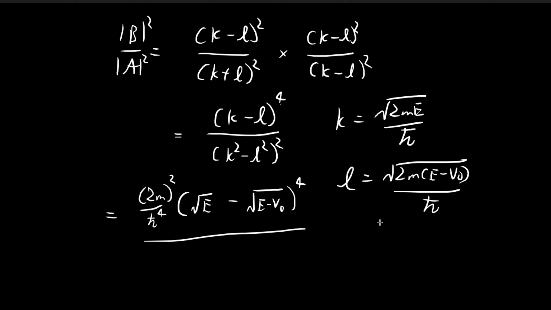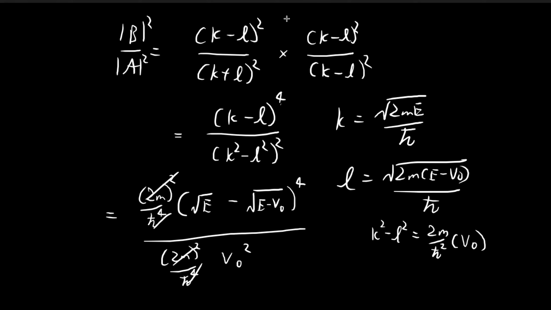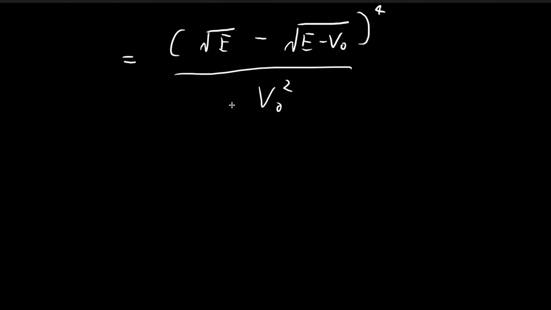By observing this term over here, you see that k squared minus l squared is equal to 2m divided by h bar squared, times E minus E plus V naught. So the E's cancel out, and in the end you get a V naught. So this is k squared minus l squared. In the end, we need to square this. So we get 2m squared divided by h bar to the power of 4, and then we get V naught squared. You can see that obviously these cancel out. So all you're left with is the bracket, square root of E minus square root of E minus V naught, to the power of 4, divided by V naught squared. So this would be your reflection coefficient. This is the answer to part B.